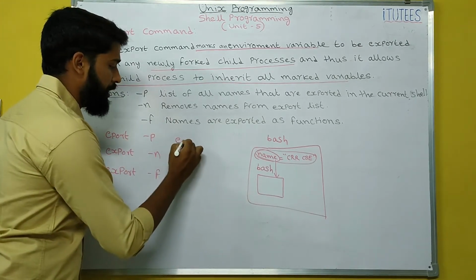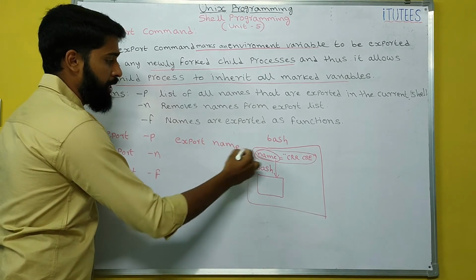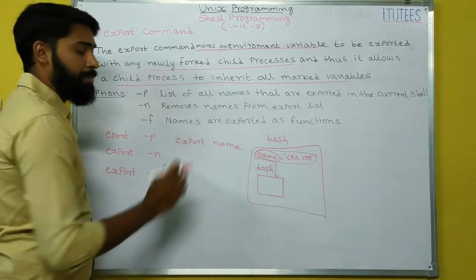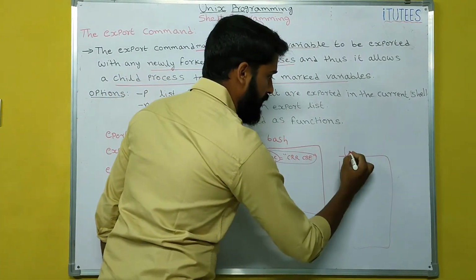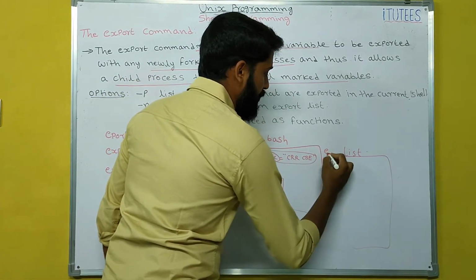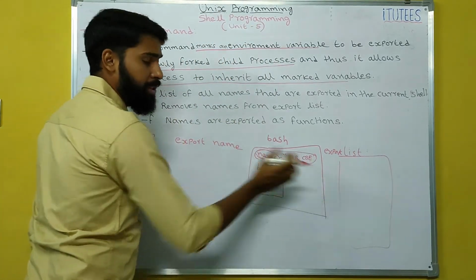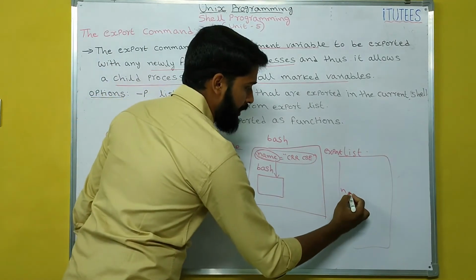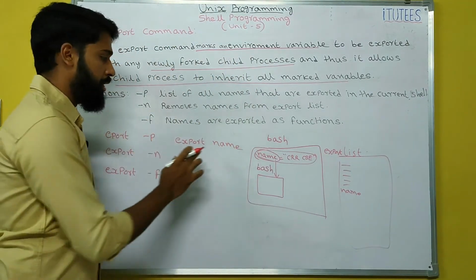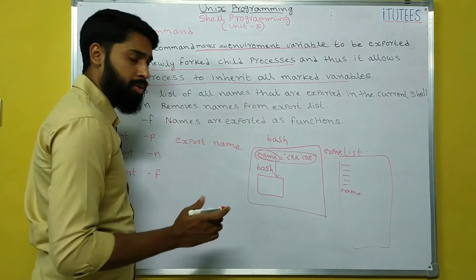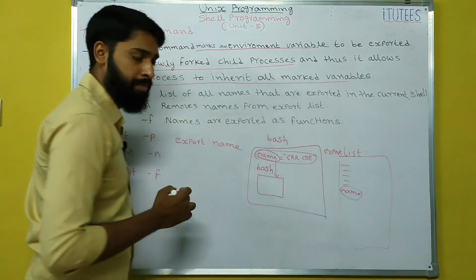So for example, I want to export this name variable to child processes. How? Simply you can write like this: export name. What is the variable name? Name. Now this name is added to the list. So for example, you think that this is the exported list. For this list, the name will be added. There are many variables. So for these variables, you are going to add this name variable. Now the child processes can use this variable name.